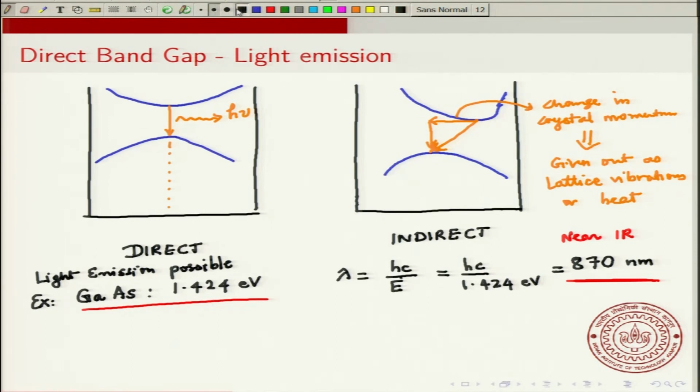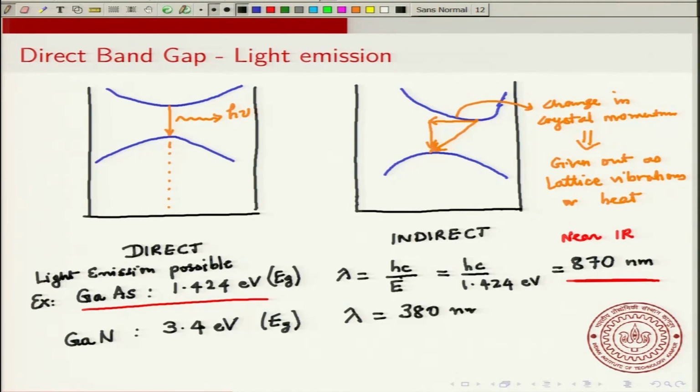On the other hand, if you look at gallium nitride, that has a large band gap, 3.4 electron volts. Now if you calculate lambda, you will get something like 380 nanometers. This is very close to the violet or just in the UV region. So this is violet/UV region.